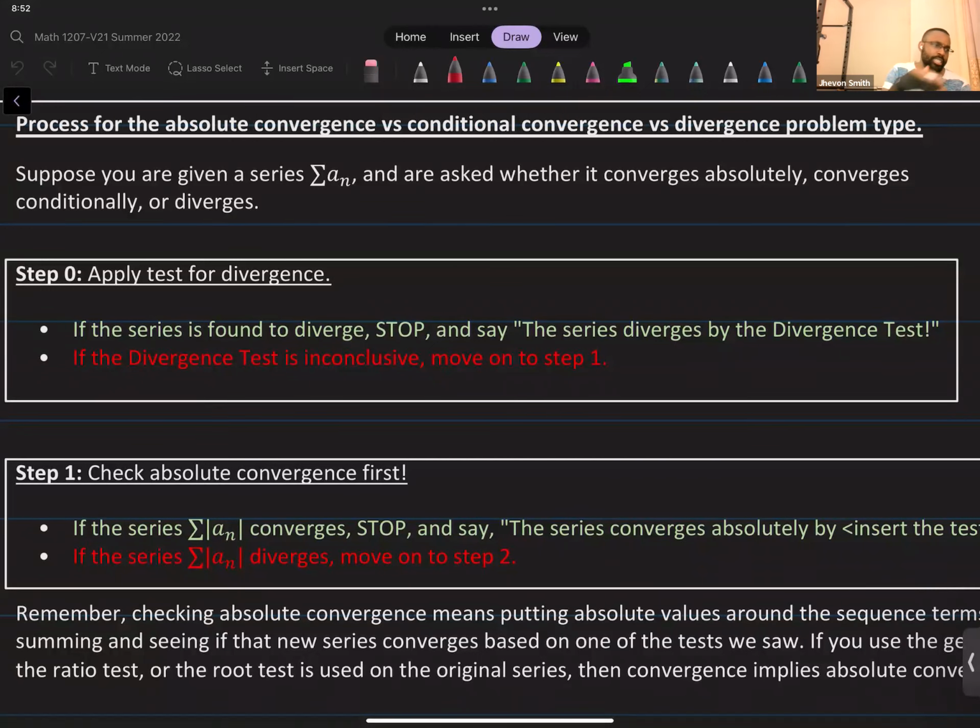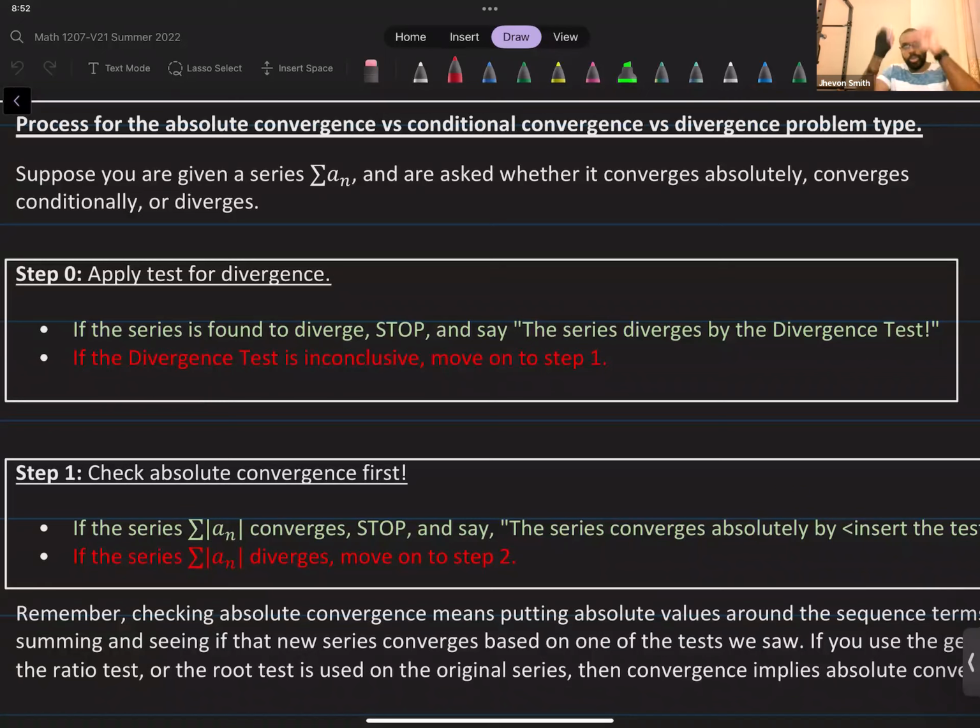So if you do a test that tells you conditional convergence, then you'd also have to do another test that tells you absolute convergence. It's better to just start with the absolute convergence first, because then if that works out, you won't have to go to the second one. So the next thing is to check absolute convergence.